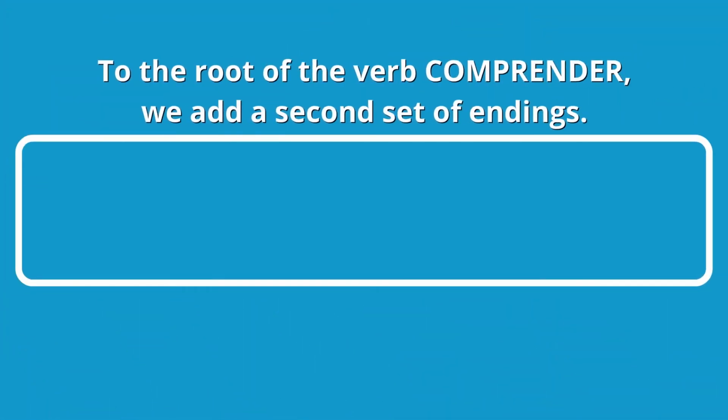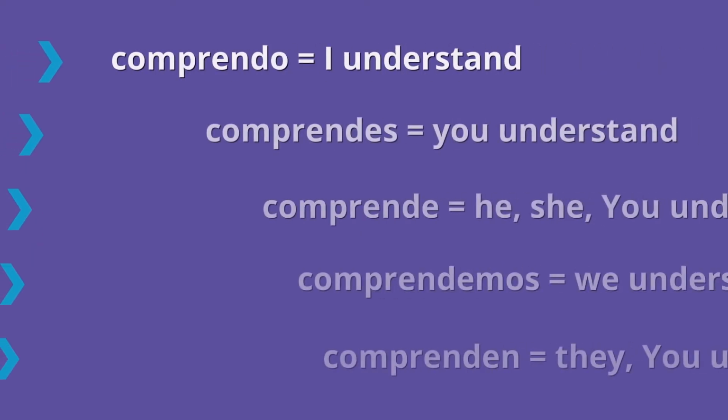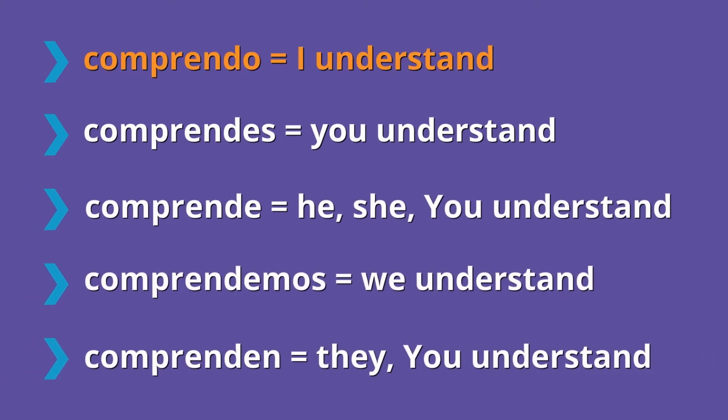To the root of the verb comprender, we add a second set of endings. They should look familiar. The A endings from a verb like hablar are replaced by the letter E. Comprendo is I understand. Comprendes is you, familiar singular, understand. Comprende is he, she, it understands, or formal you understand. Comprendemos is we understand, and comprenden is used to express they understand or formal plural you understand.